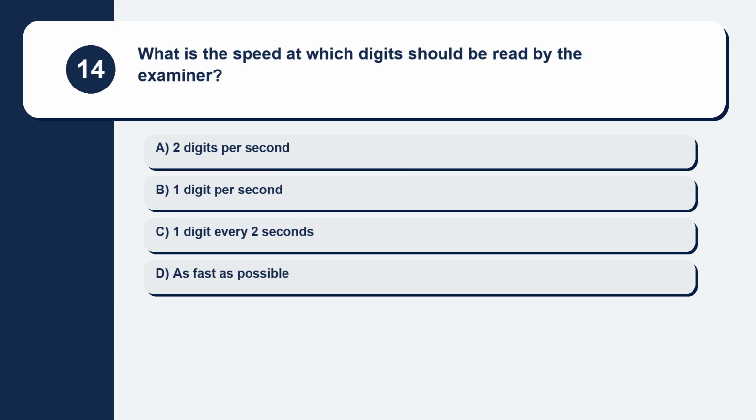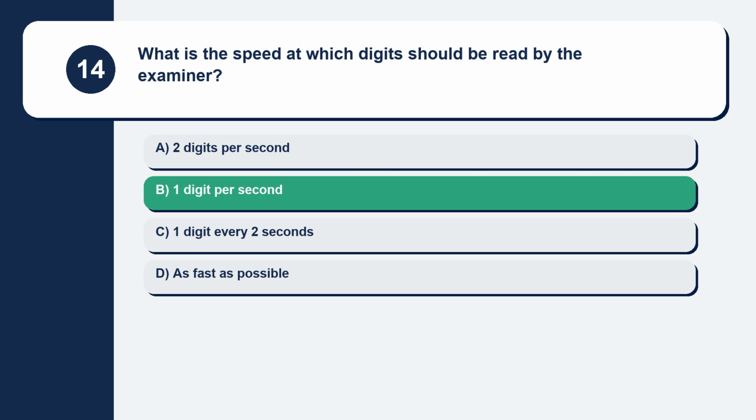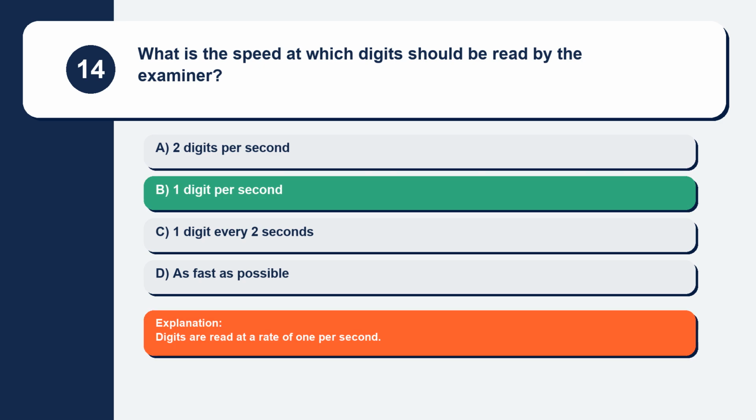Question 14. What is the speed at which digits should be read by the examiner? 2 digits per second. 1 digit per second. 1 digit every 2 seconds. As fast as possible. Digits are read at a rate of 1 per second.